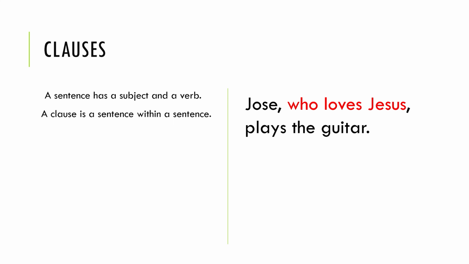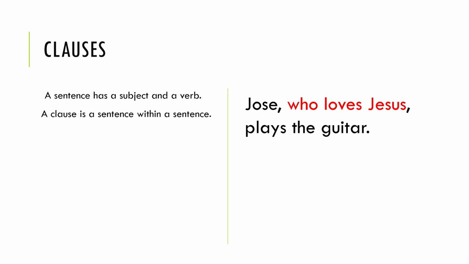So if we had that sentence, Jose plays the guitar, and another sentence, Jose loves Jesus, you just take that second sentence and take the Jose and make that into a relative pronoun. You substitute it with a relative pronoun, and you can slap that in there and just say, Jose, who loves Jesus. Now, in this case, who is the relative pronoun that is the subject of that little clause. Who loves Jesus? You've got an actual sentence there. The only difference is that the subject is not the name Jose. It is the relative pronoun. And it is inside the bigger actual sentence, which is Jose plays the guitar.